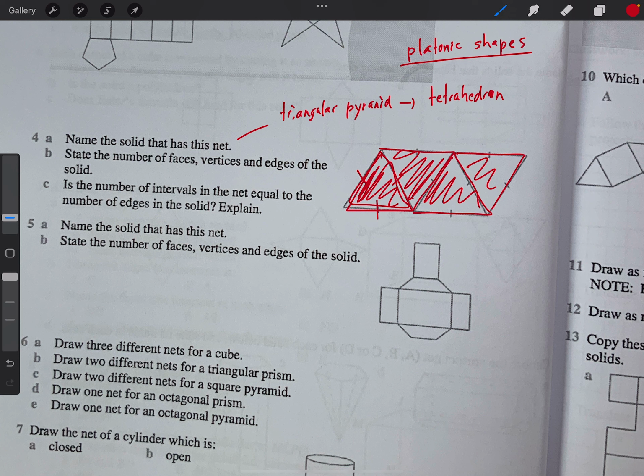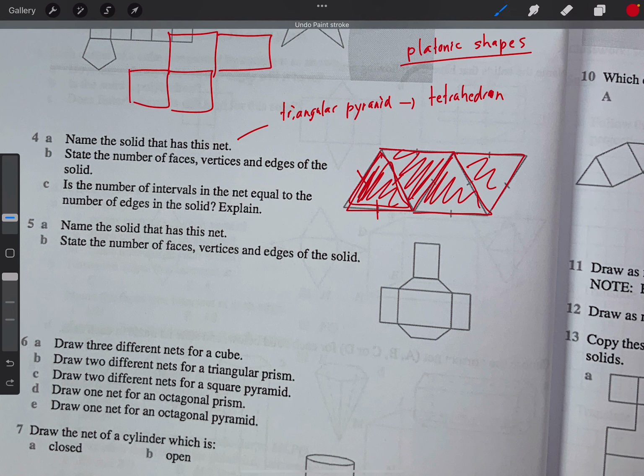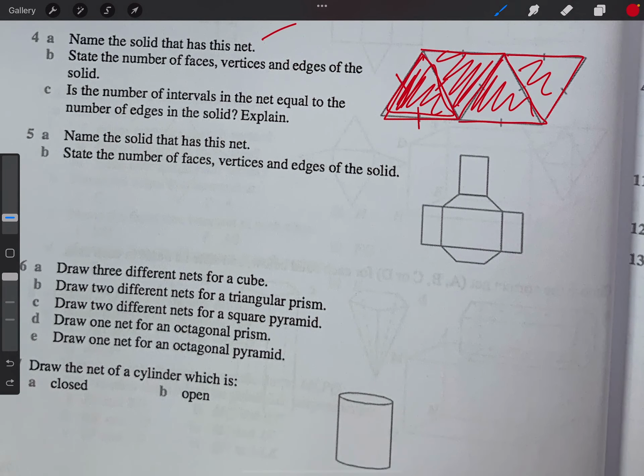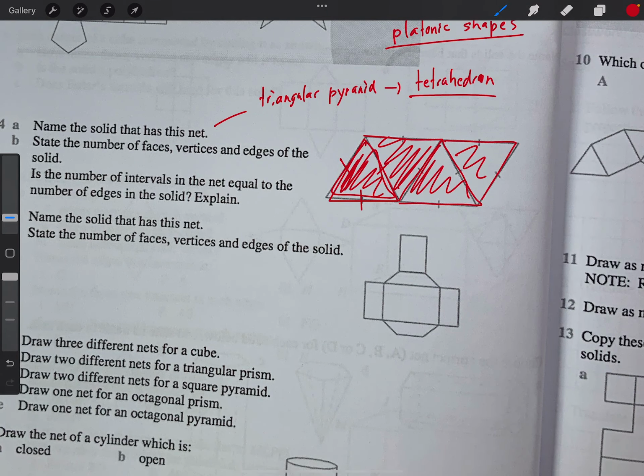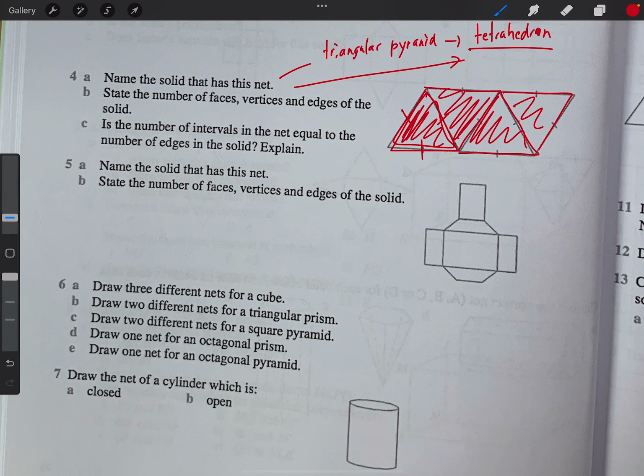There are other types like a cube. A cube also has all of its faces exactly the same. They're all congruent. Okay, whoops, I just drew it wrong, but whatever. Okay, next one. So this one is called a tetrahedron. That's the answer for that one. Name the solid there. State the number of faces, vertices, and edges of the solid.